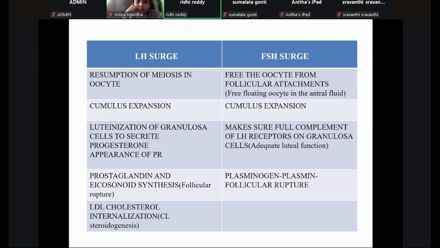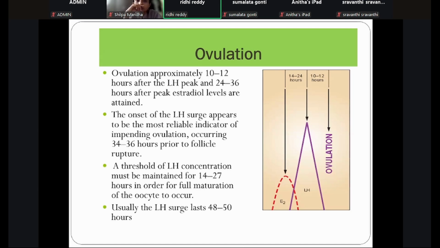So there will be prostaglandin and eicosanoid synthesis, leading to follicular rupture. Prostaglandins are important for ovulation, whereas the FSH surge causes follicular rupture through plasminogen and plasmin. The LH surge also causes corpus luteal steroidogenesis. So, ovulation.